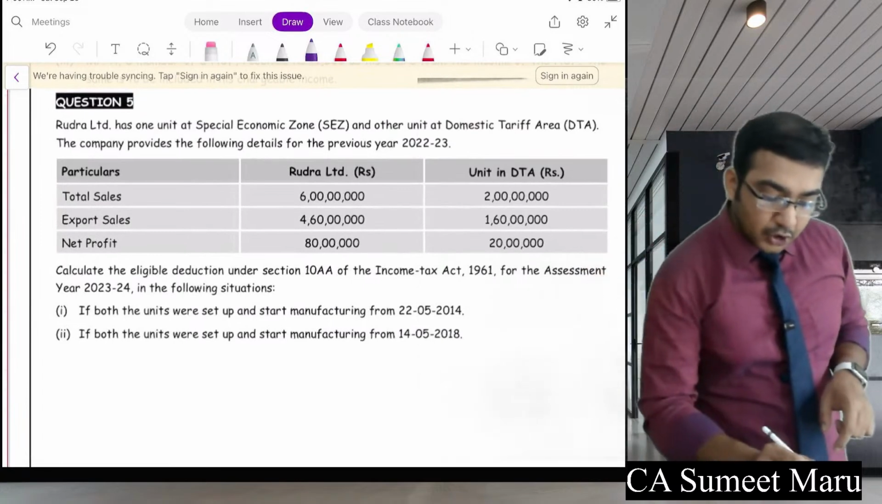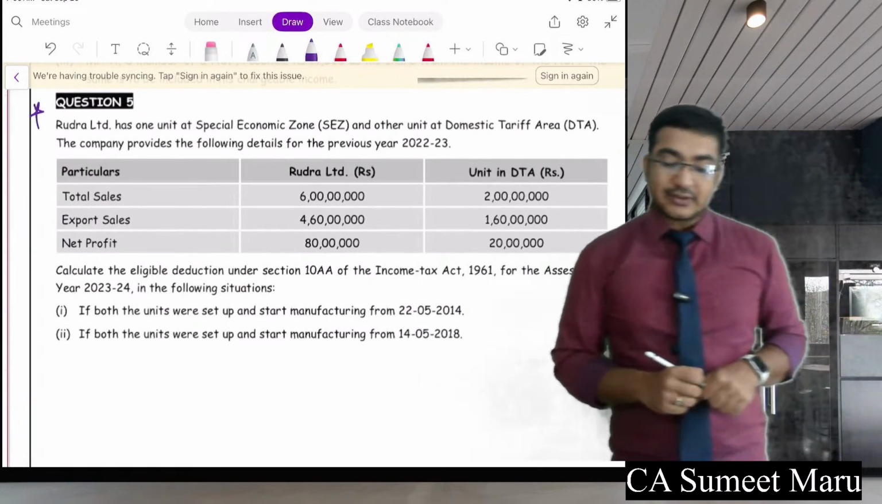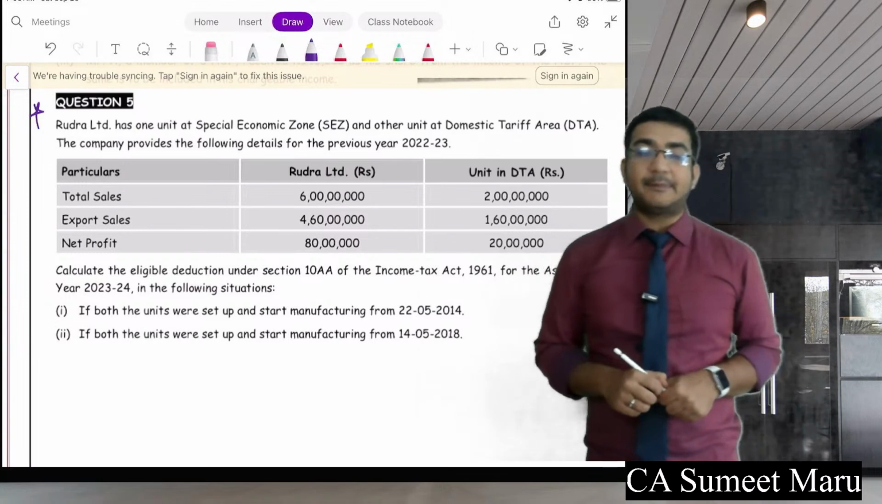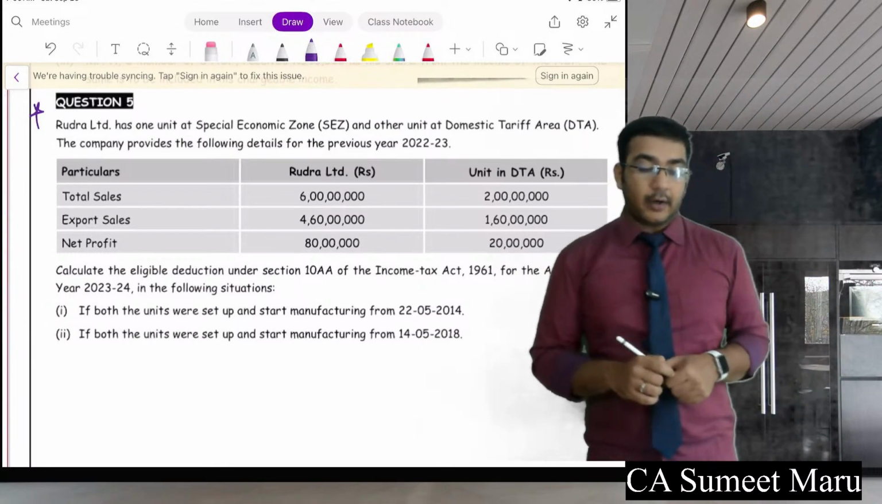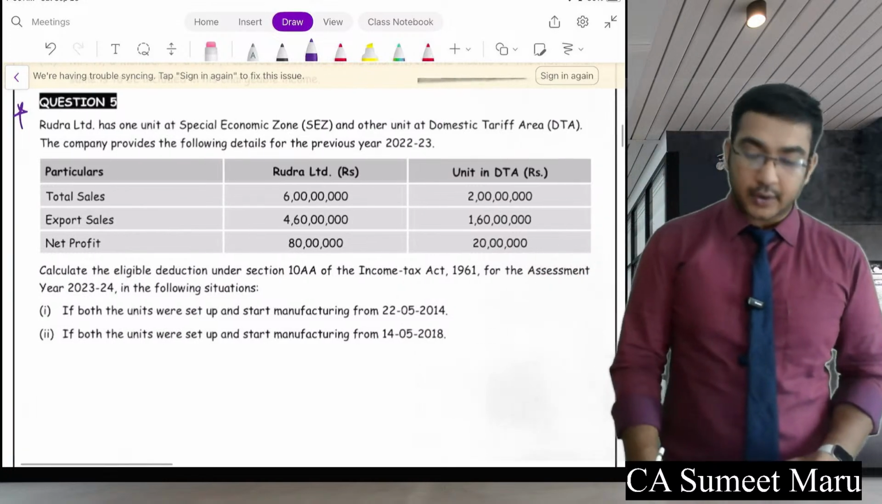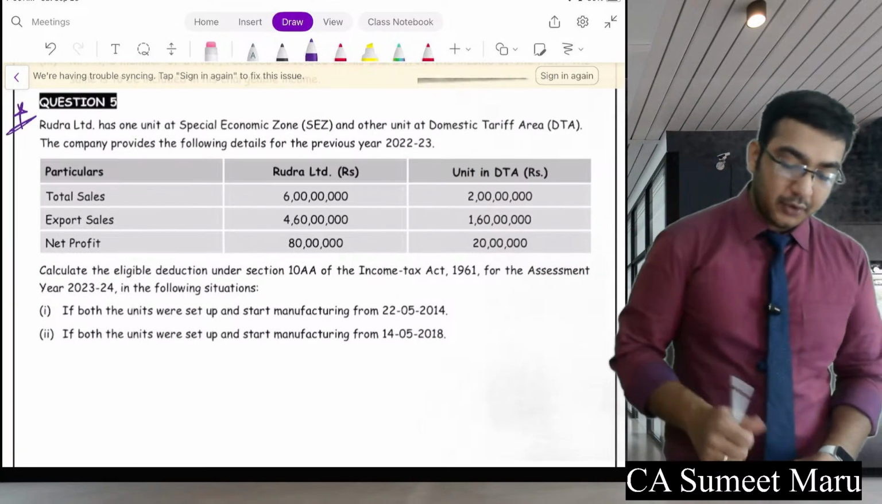This is an interesting question, guys. Question number 5, which is also in the study material. I will suggest please do it. We'll see if at the end of the session today we have time, we'll go through it, or else you have to do it as your homework. Okay, this will give a very nice guidance for you on SEZ.